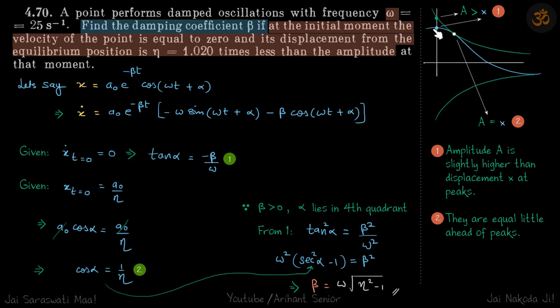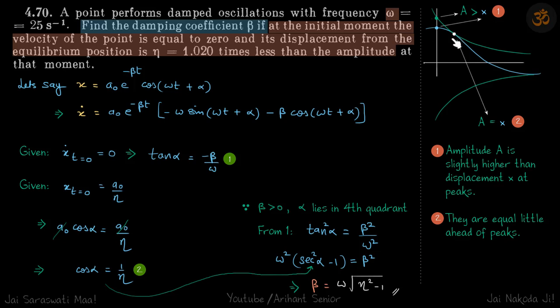The second interesting thing here is, how come the peak of the graph is not the amplitude? That's the case here. See here, at t is equal to 0, x dot is 0. So that is the peak of the curve. But amplitude is greater than that. So amplitude is greater than displacement even at peak. And amplitude is equal to displacement slightly ahead of that.